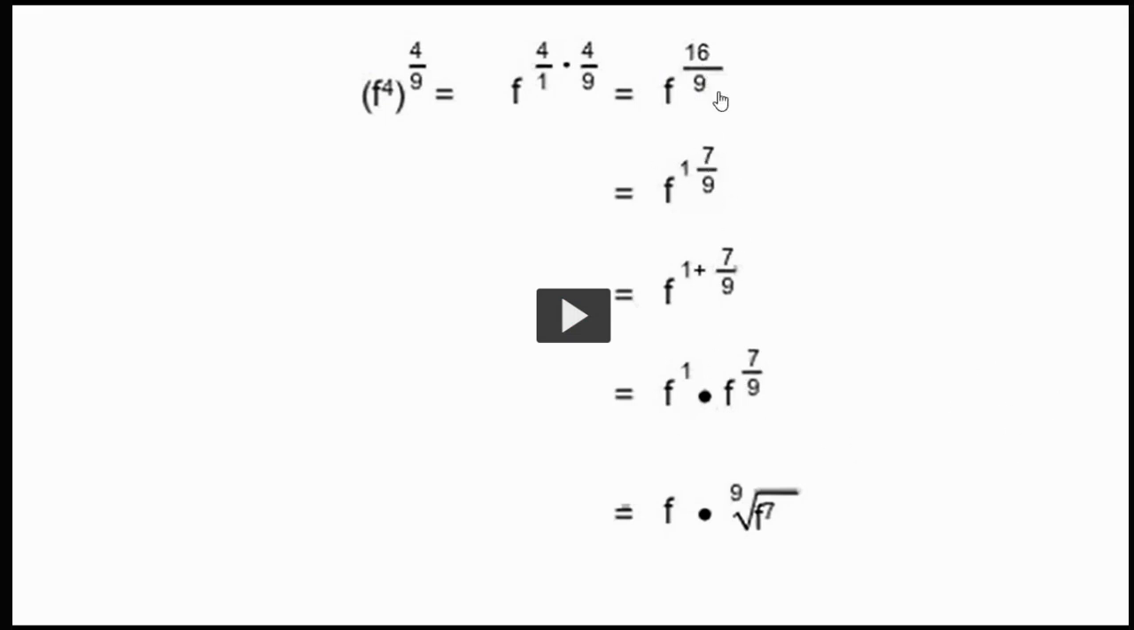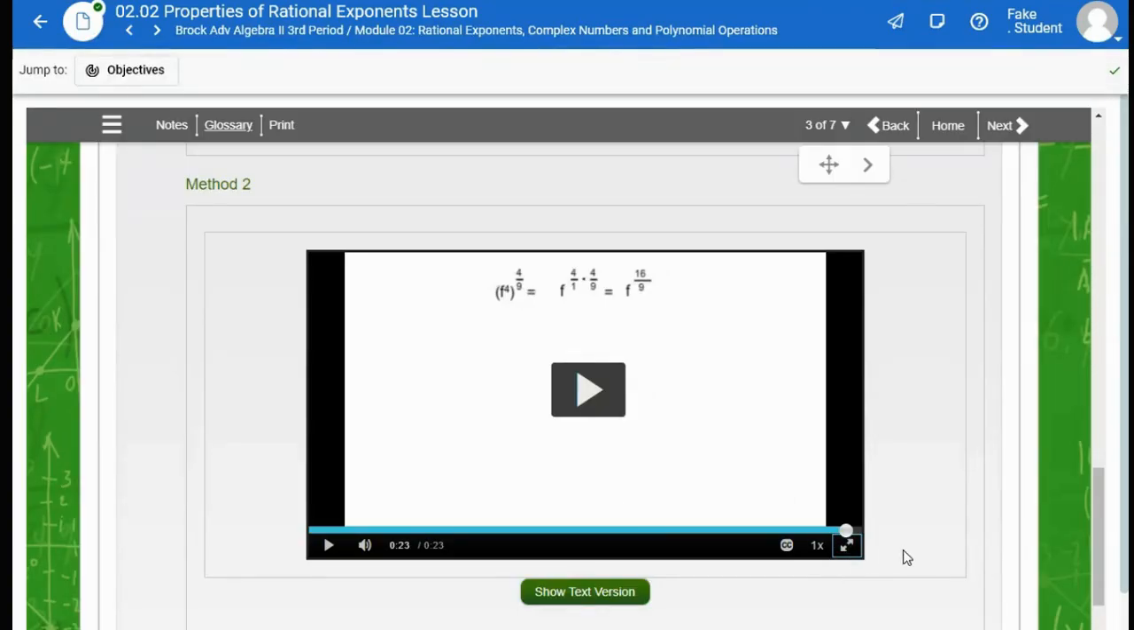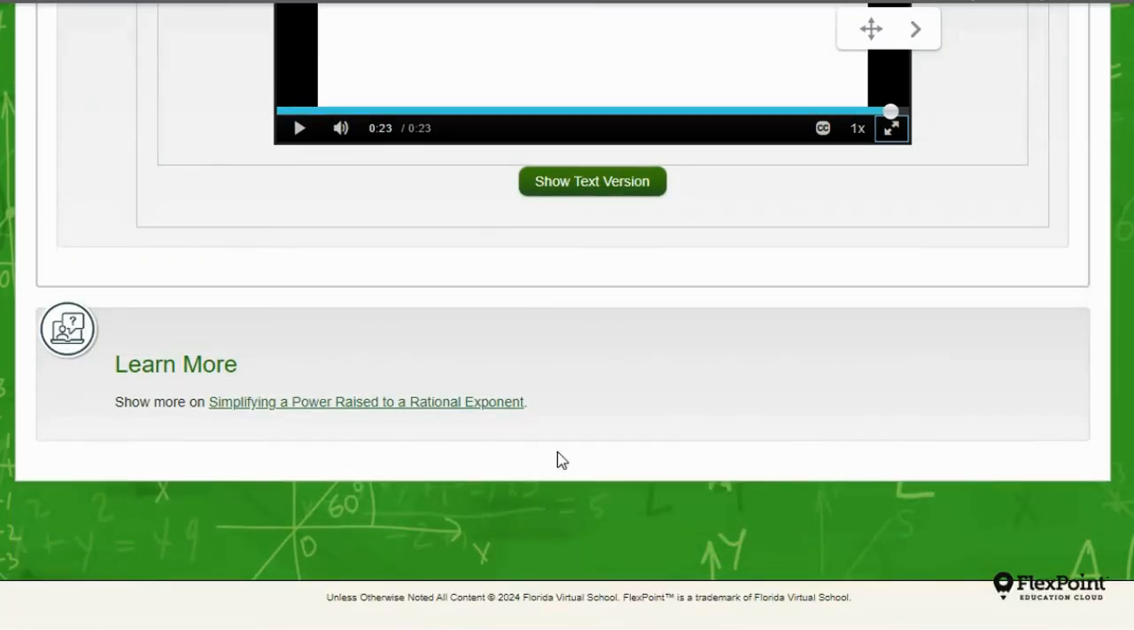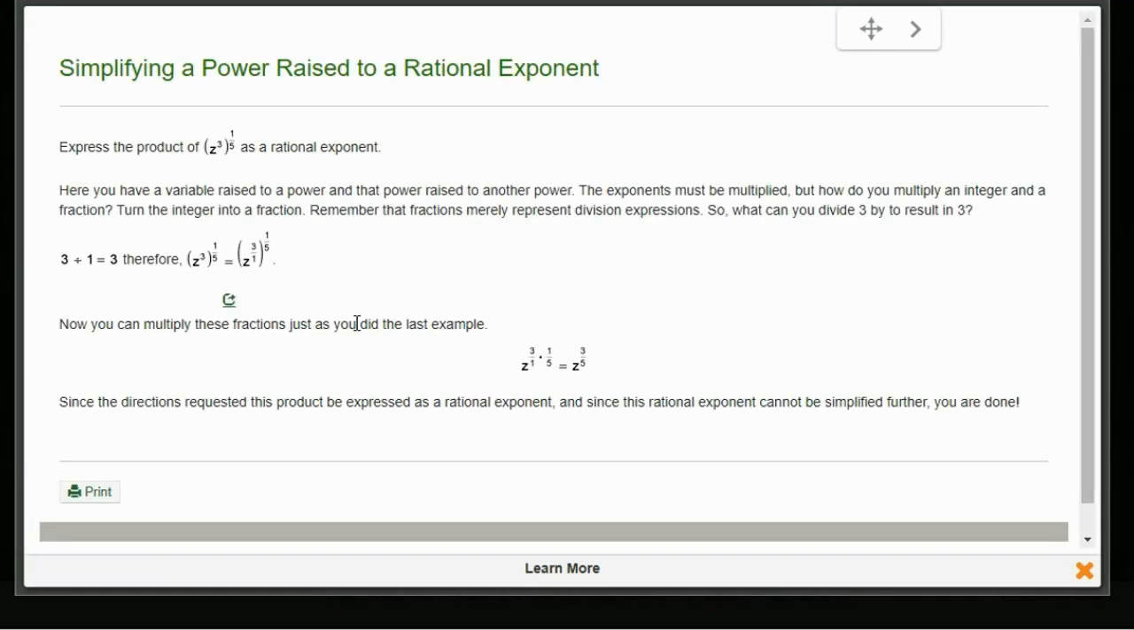off the bat. 16/9 is 1 7/9. So that's f to the first and f to the 7/9. F to the first is just f. So you can simplify it either way. Learn more in simplifying a power raised to a rational exponent. So this is another example for you if you need that.